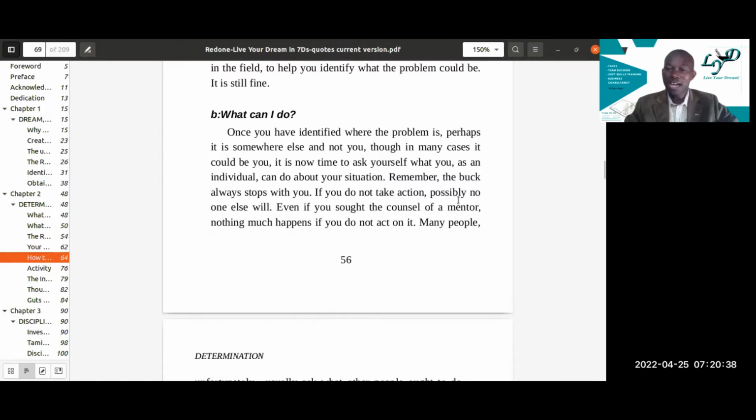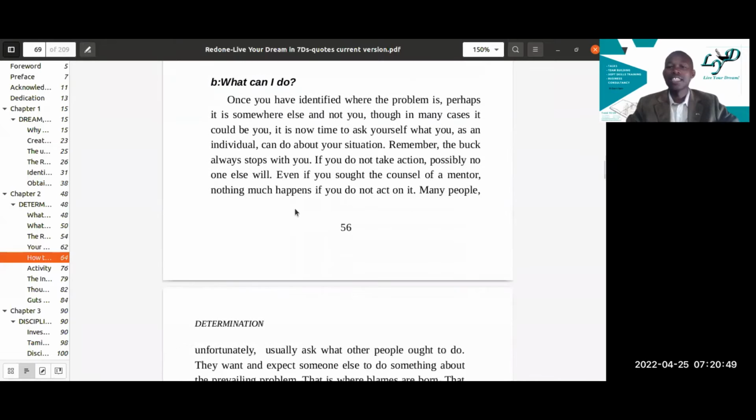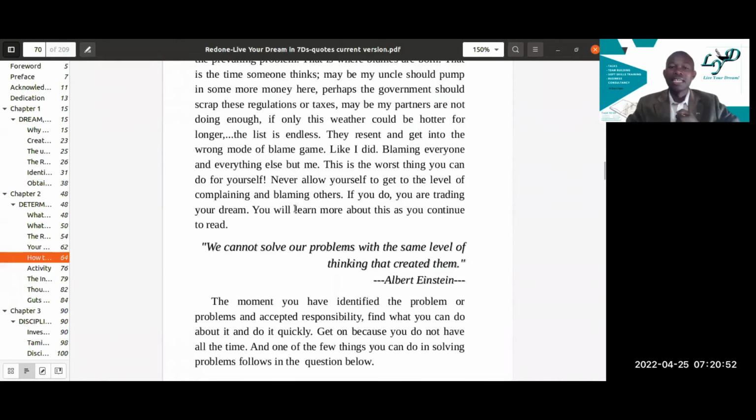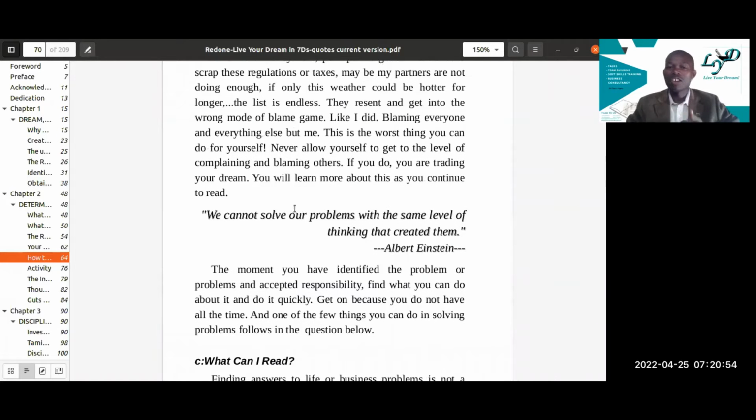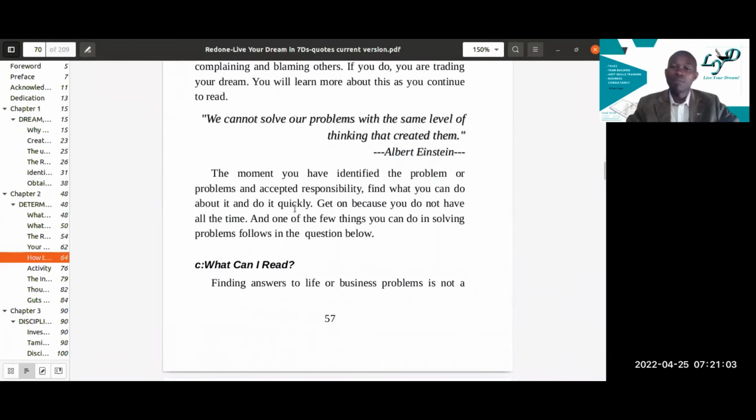If you do not take action, possibly no one else will. Taking up responsibility. If you sought the counsel of a mentor, nothing happens if you do not act on it. We cannot solve our problems with the same level of thinking that created them. That's Albert Einstein. So the moment you have identified the problem or problems and accepted responsibility, find what you can do about it and do it quickly. Get on, because you do not have all the time.